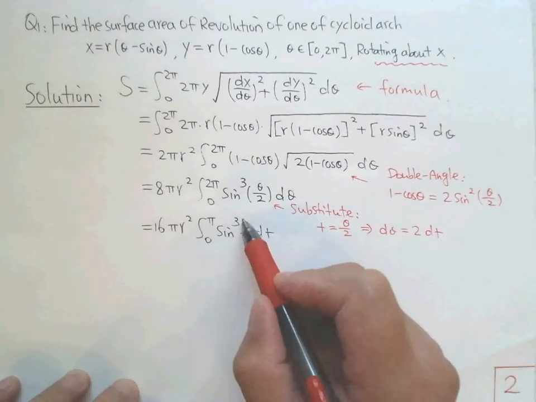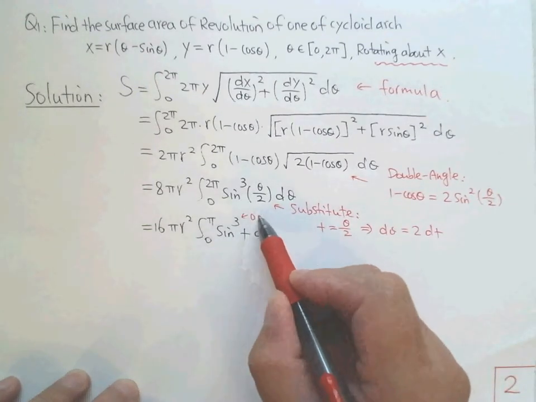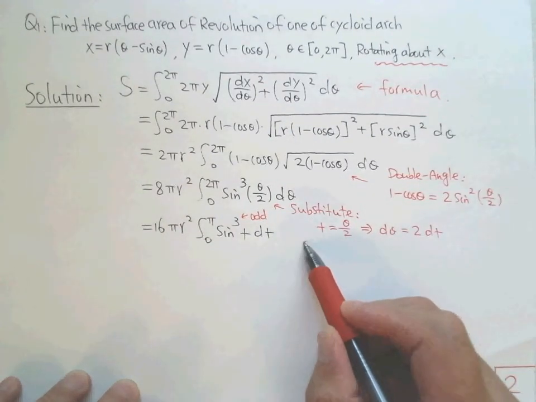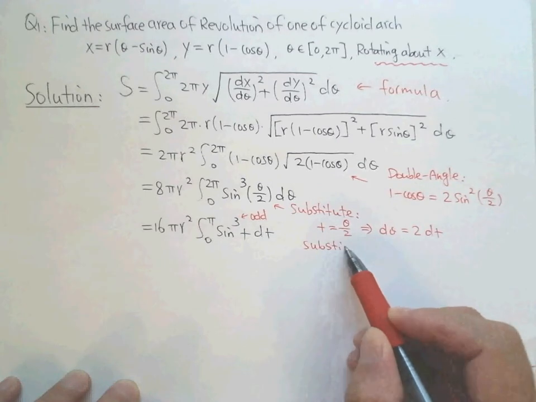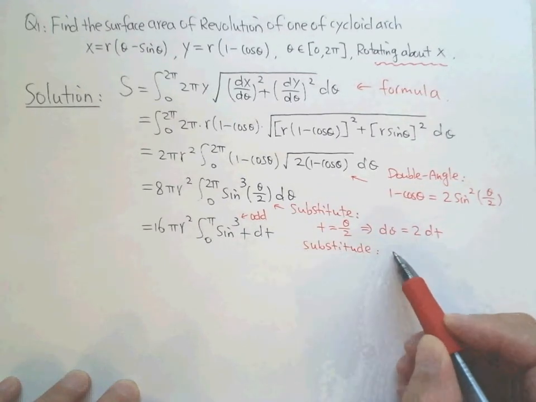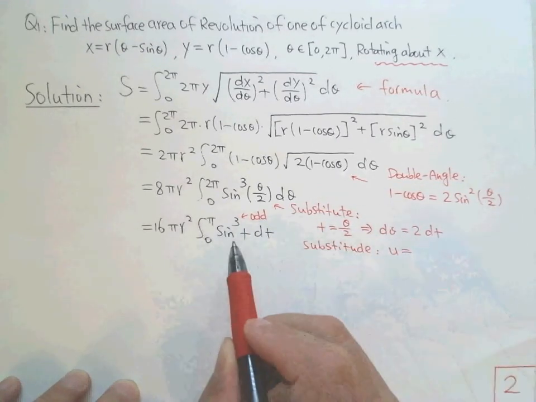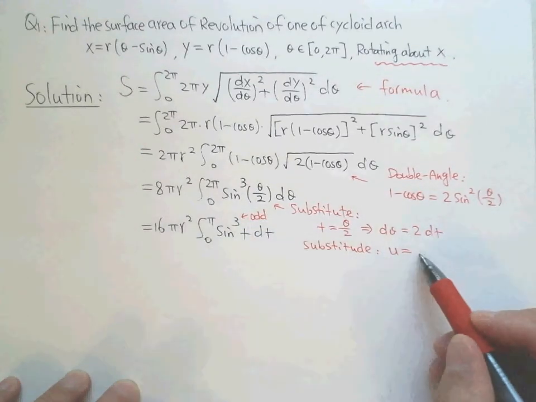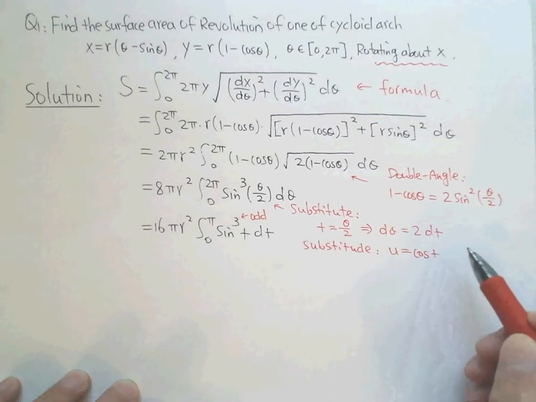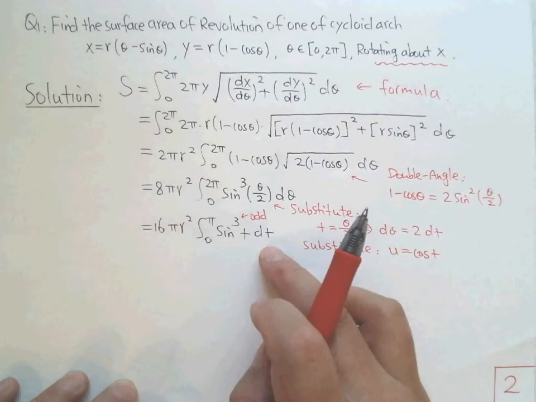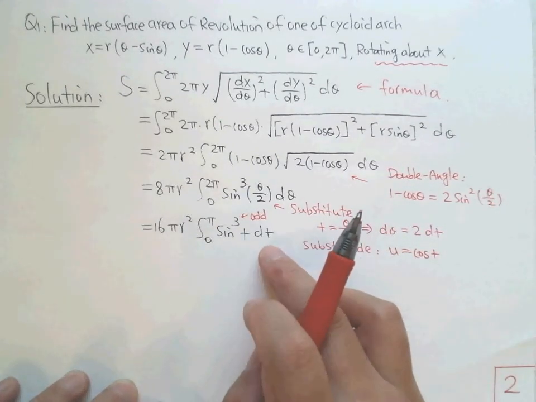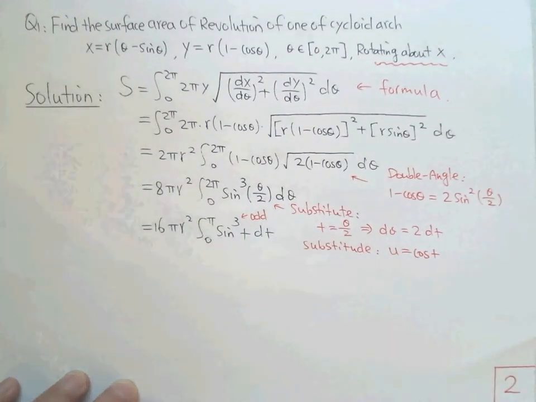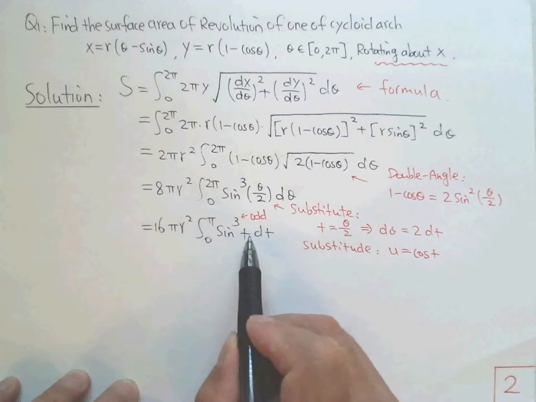Remember, this is a power of sine and cosine, and this time the power is odd, right? What kind of substitution do we need to do? We use u equals the opposite. So for sine, the opposite is cosine. Do you remember that? u equals cosine t. We learned this from the trig integrals, the integration of trig functions. There we do this substitution.